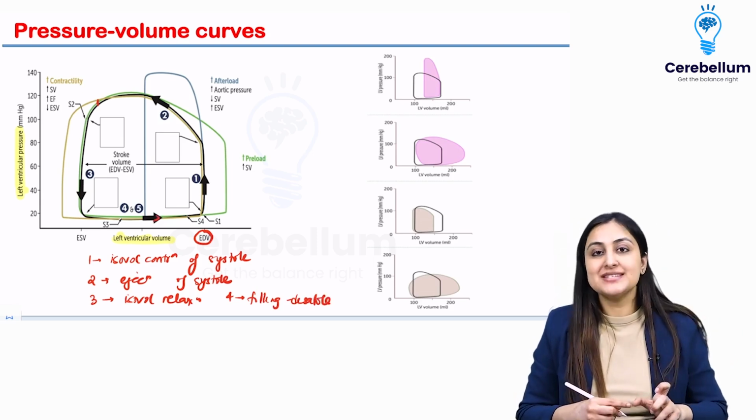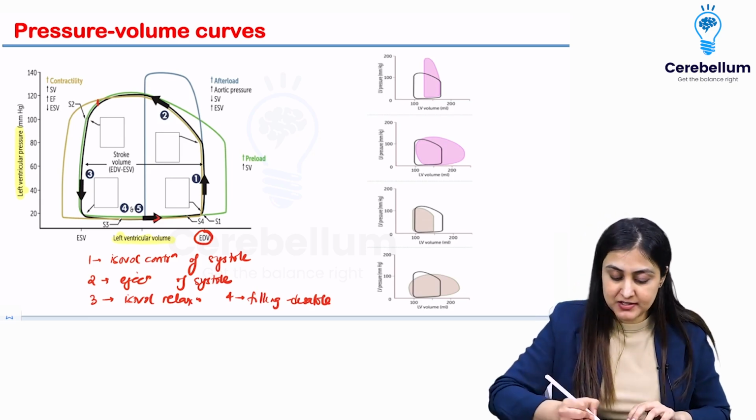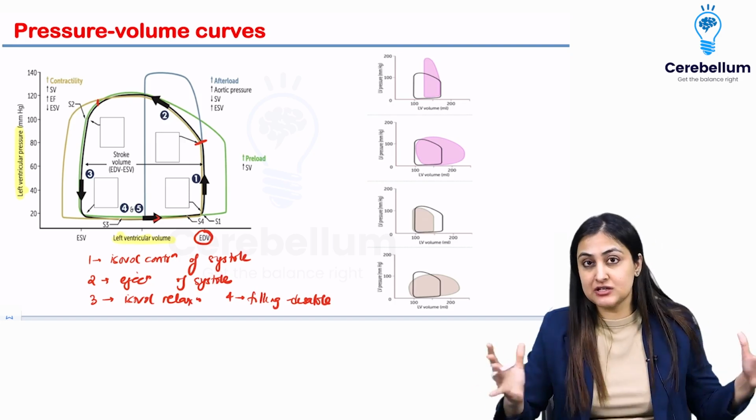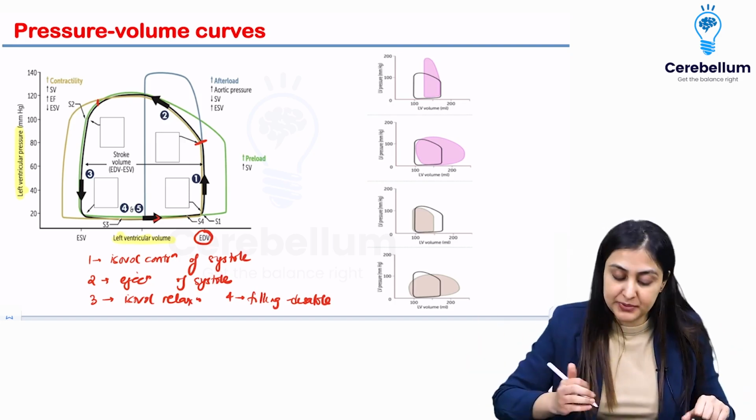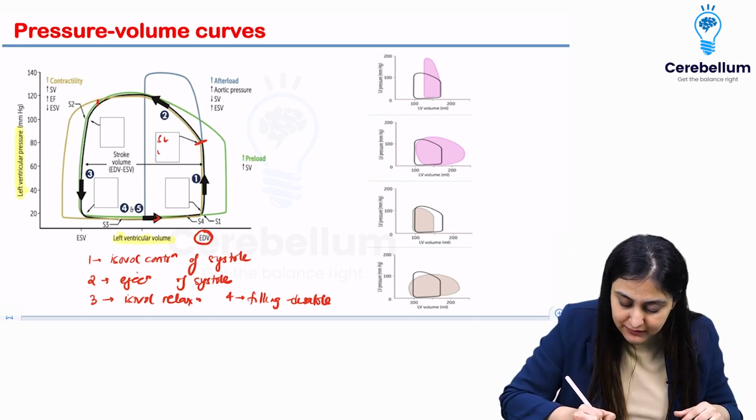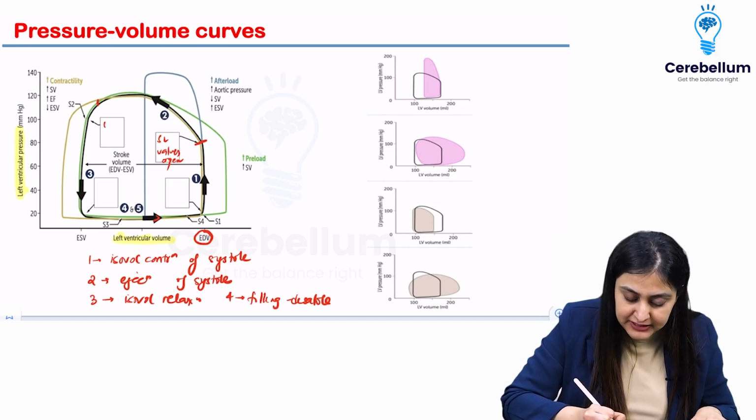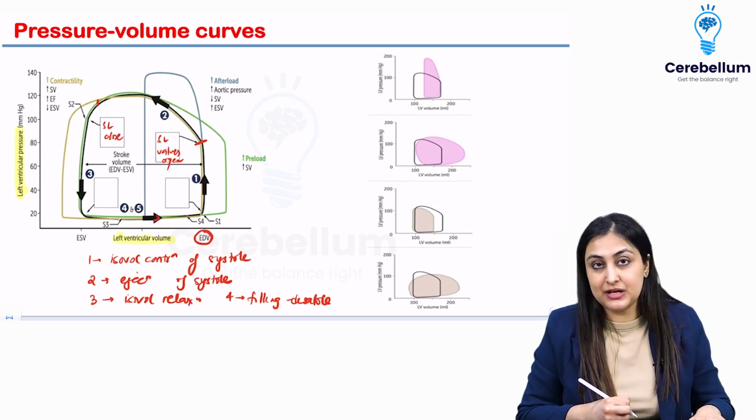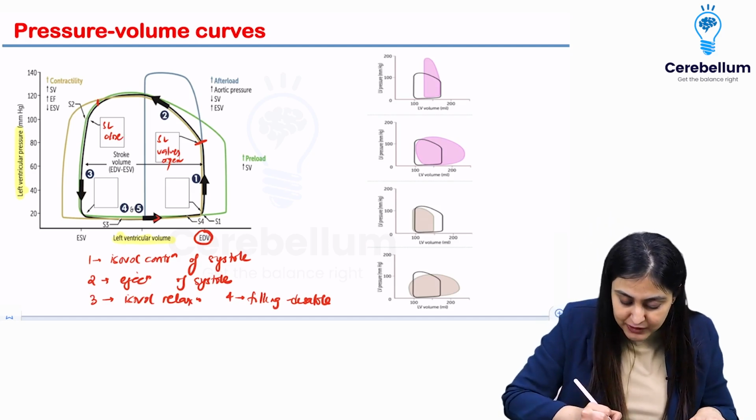So what events are represented as far as the valves are concerned? The moment we have the systole starting, which valve has to open? This is where the semilunar valves are opening. On the other hand, at the end of systole, you have the semilunar valves closing. So this is where the semilunar valves close. After that, what is going to happen?